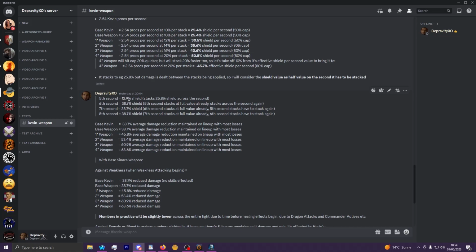But then, of course, by the nature of it, in this next second, this 5th second, stacks are fully stacked already. So that's at the full 25.8% shield. So that's that there. But then, of course, you're getting the other half value shield again because you're stacking it through that second to the cap. And then that process will effectively repeat until the end of the fight. And I have cross-referenced this with my own reports, and this does mirror quite closely. So I do feel quite confident about this. But this number here will be primarily what we're going to be using to draw some more conclusions out.